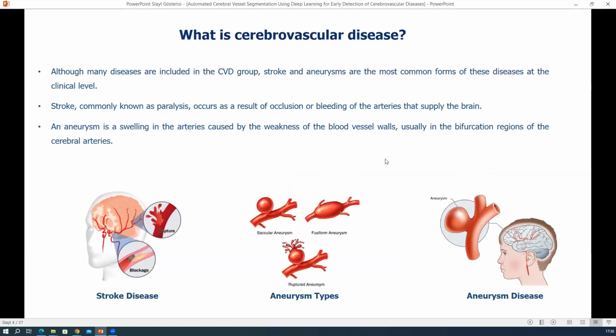Although many diseases are included in the CVD group, stroke and aneurysm are the most common forms of these diseases at the clinical level. Stroke, commonly known as paralysis, occurs as a result of occlusion or bleeding of the arteries that supply the brain. And aneurysm is a swelling in the arteries caused by the weakness of the blood vessel walls, usually in the bifurcation regions of the cerebral arteries.